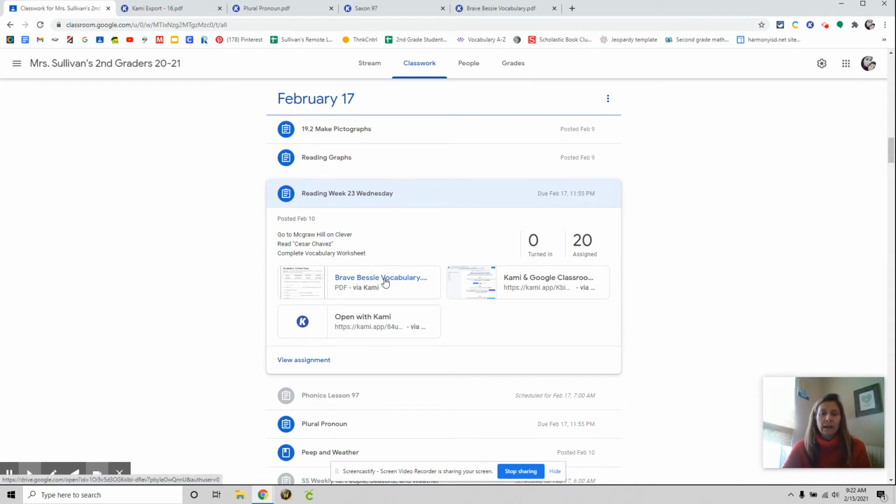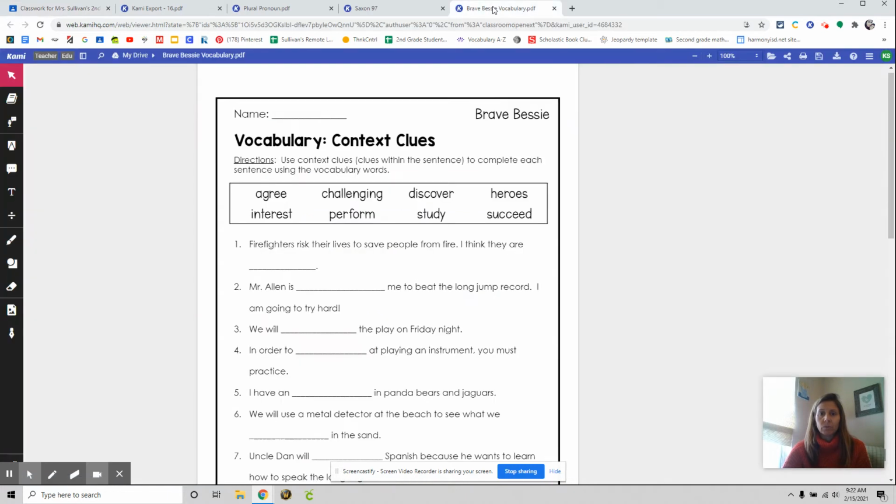But after you do that, I would like you to do this vocabulary worksheet in Cami. Very familiar. We know how to do this. These are the vocabulary words I talked about yesterday and on the story Brave Bessie, which I'm going to read to you tomorrow. So no worries about that just yet. Your vocabulary words are agree, interest, challenging, perform, discover, study, heroes, and succeed.